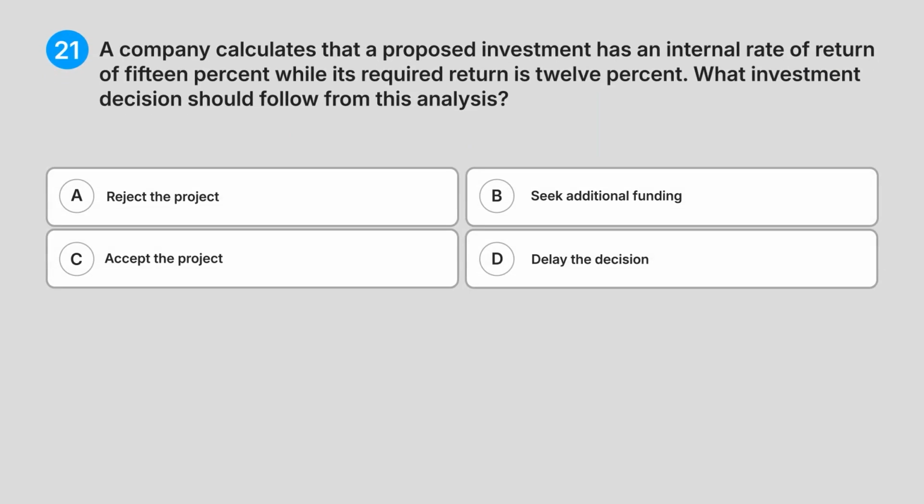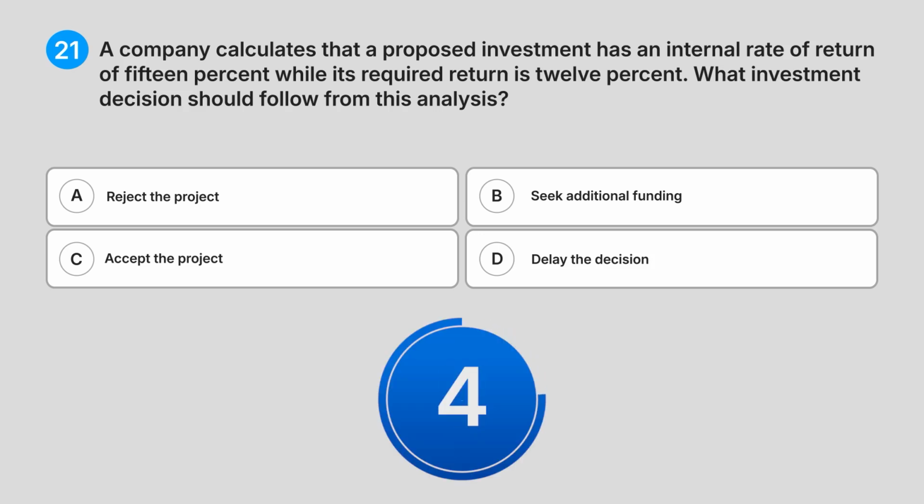21. A company calculates that a proposed investment has an internal rate of return of 15%, while its required return is 12%. What investment decision should follow from this analysis? A. Reject the project. B. Seek additional funding. C. Accept the project. D. Delay the decision. Can you guess the answer?